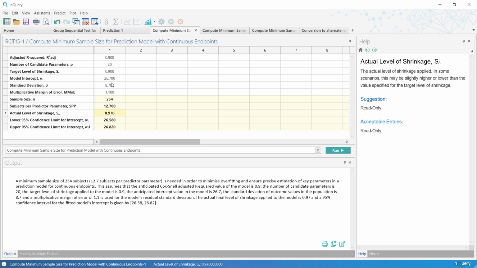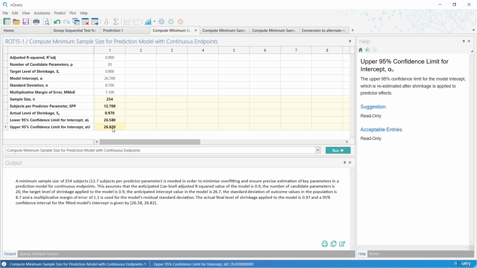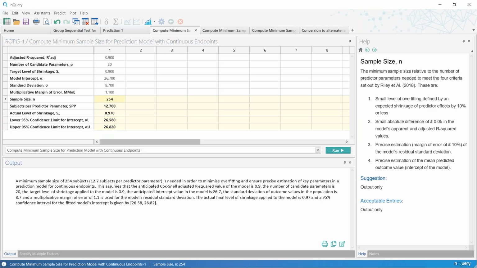but not disastrously so. And you can see that the confidence interval for the intercept/mean is around 26.58 to 26.82, a relatively tight margin of error, I would say. So you would probably be happy with the performance here for a sample size of 254. And you can see here that we get a full output summary statement of what happened here as well.